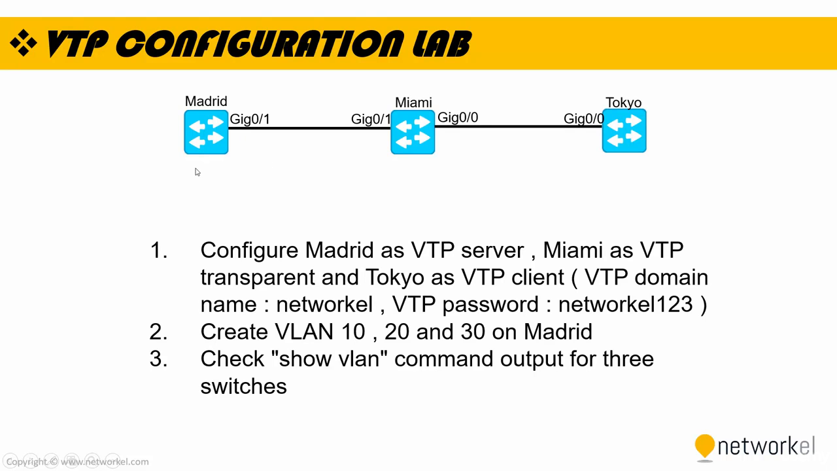Because of this, I configured Madrid as VTP server, and Miami as VTP transparent and Tokyo as VTP client. And I created 3 VLANs on Madrid, VLAN 10, 20 and 30. These VLANs were not in the show VLAN table of Miami, but I could see those VLANs in the Tokyo show VLAN output.